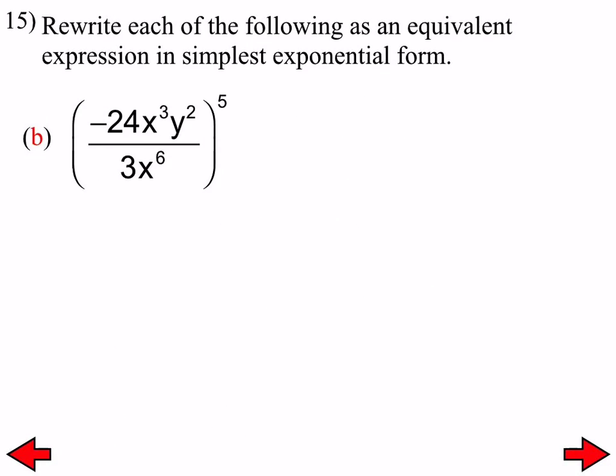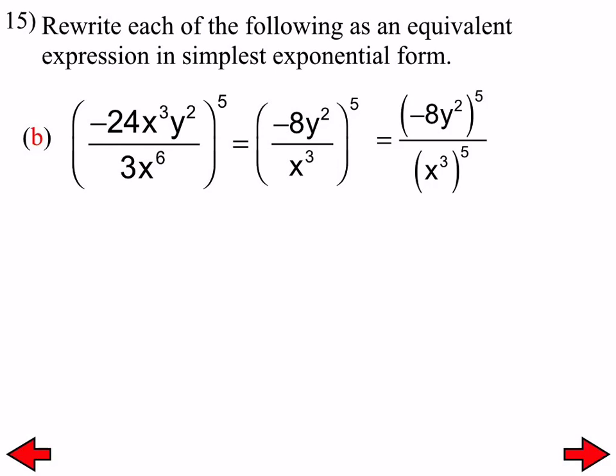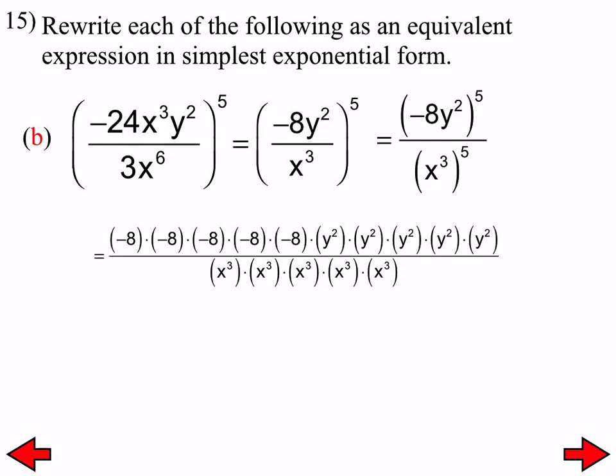Part B, we have negative 24x cubed y squared over 3x to the 6th. Follow the order of operations. Simplify within the parentheses first. When we do that, we end up with negative 8y squared over x cubed. And now we can utilize the power of a quotient property. And think of it this way. And we should end up with negative 32,768 y to the 10th over x to the 15th.